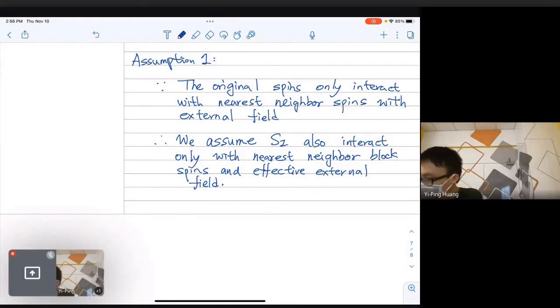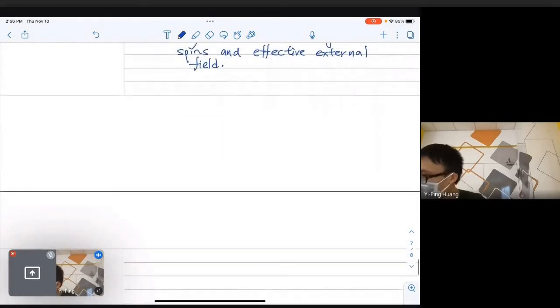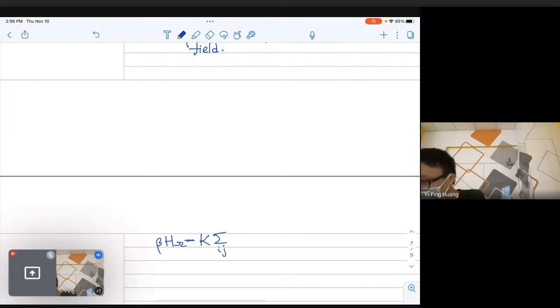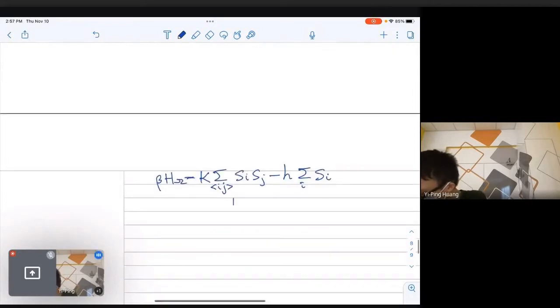So if I try to write it down in a formal way, what we mean is that originally our Hamiltonian looks like this. Now what we are trying to do is the block spin transformation.